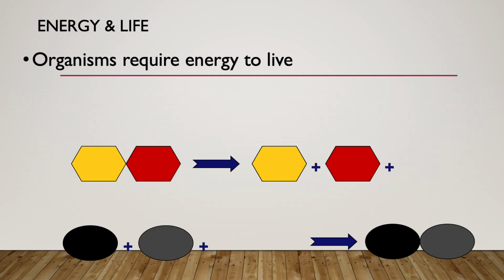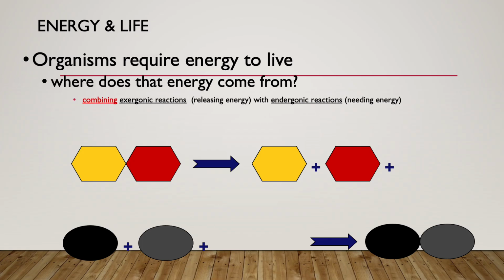Organisms require energy to live. But where does this energy come from? Combining the exergonic reactions, which release energy, with an endergonic reaction, which is needing energy. In this top example here, we're looking at, let's say, digestion occurring.